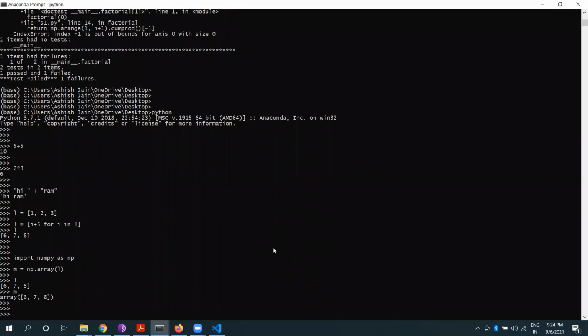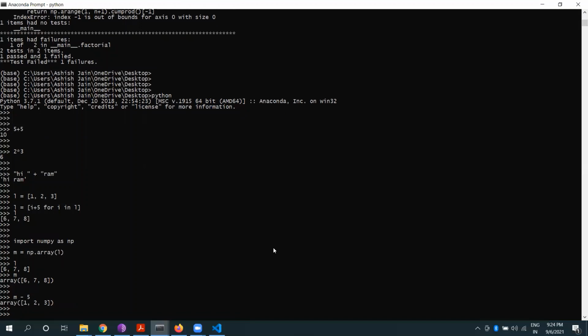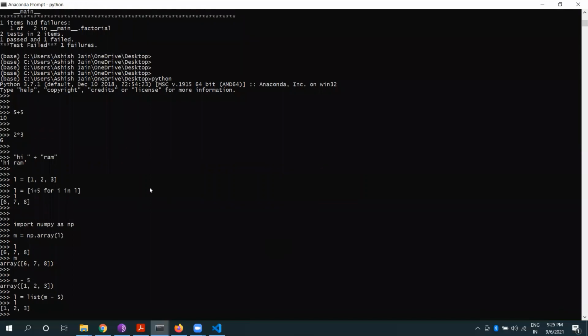Now with L, we cannot add 5, but we can subtract. To get L back, 1, 2, 3, we cannot do it to L because it's a list, but we can do it with the array. Let me see if it works: M minus 5 gives 1, 2, 3. This operation is called broadcasting. Basically, 5 is being broadcast with the minus symbol to every element.